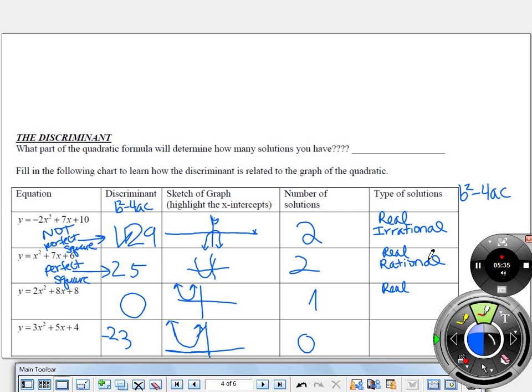What about when it's equal to 0? So your solutions are definitely real, because you could calculate them. Rational or irrational? Michelle? They are rational. If there's a 0 underneath the radical, is the radical going to factor into our calculation? No. Remember, the definition of rational numbers is, can you write it as a fraction?